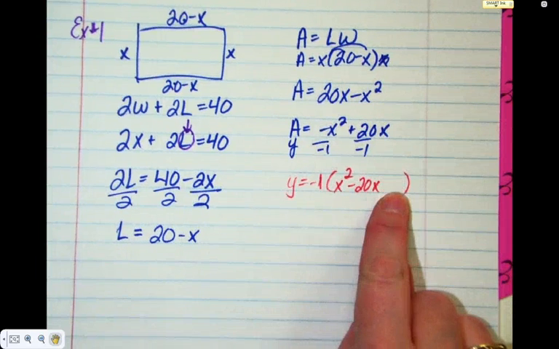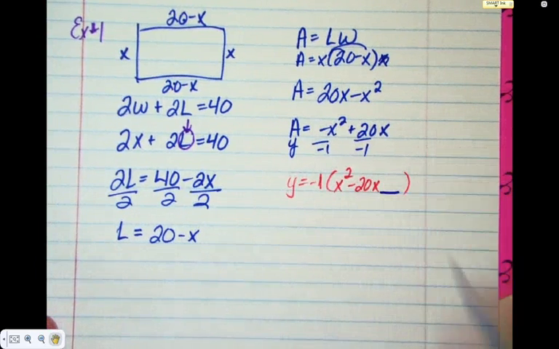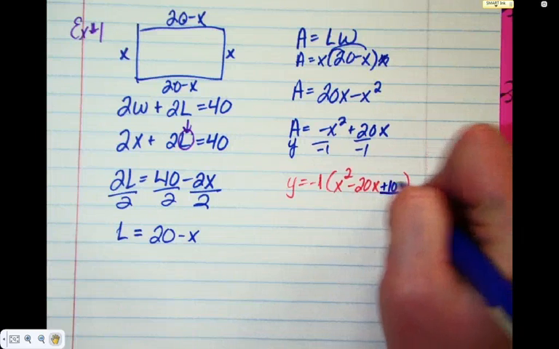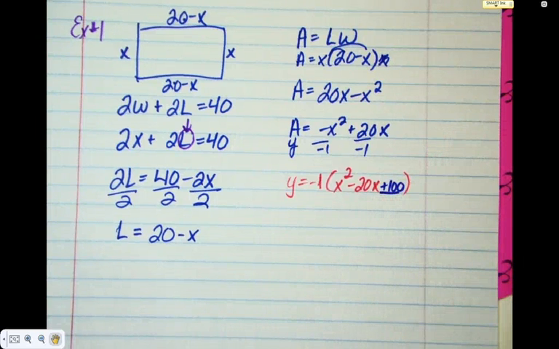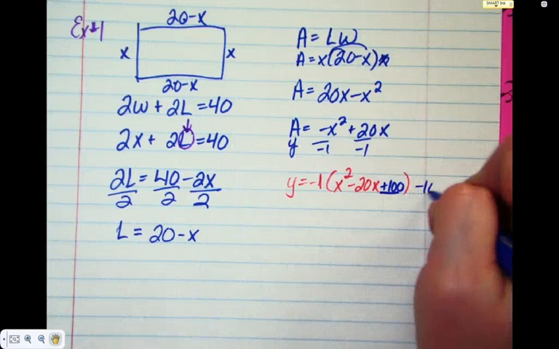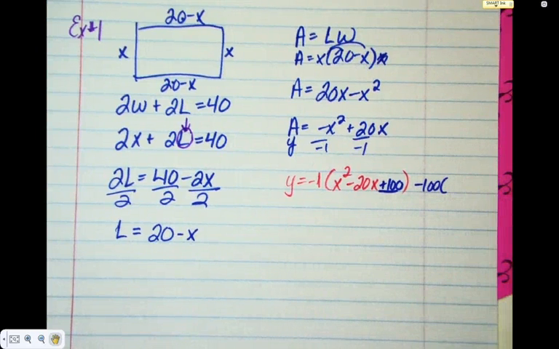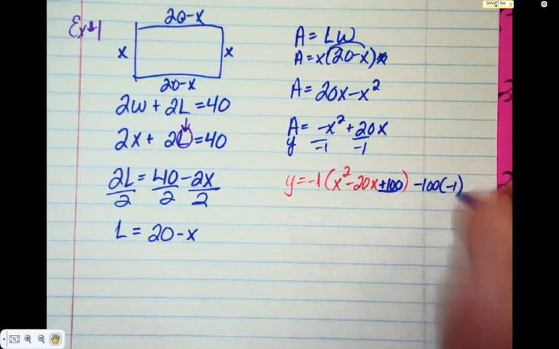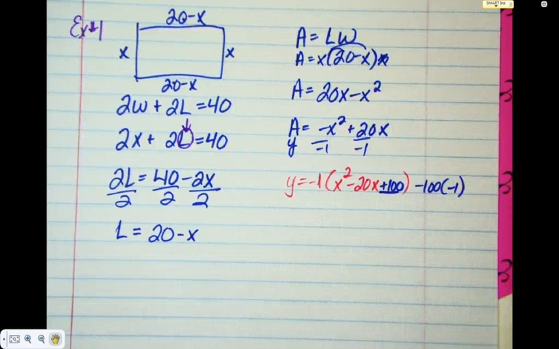How do I fill in this space here? Complete the square, which is middle divided by 2 squared. So 20 divided by 2, 10 squared, plus 100. How do I balance out adding 100? Subtract 100, except what do I have to multiply by? The minus 1 in front. Still with me?